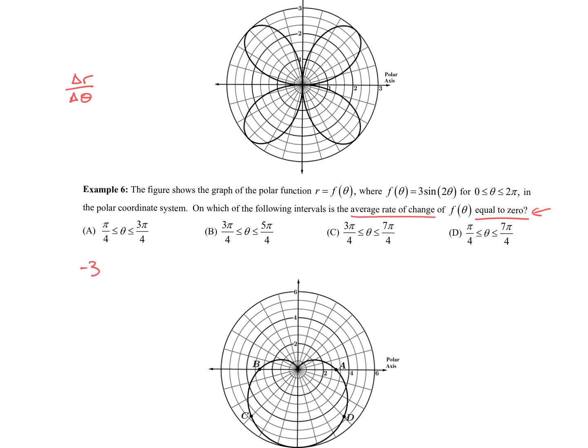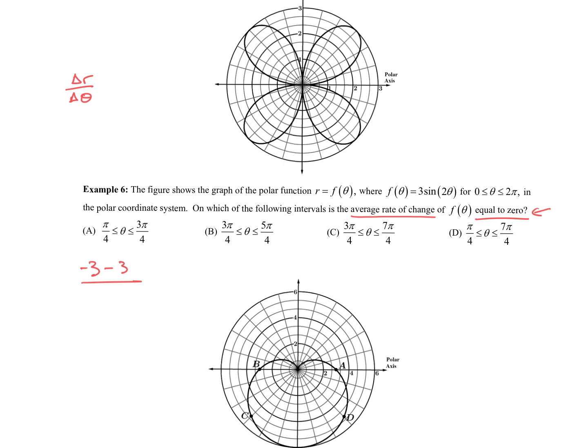-1 times 3 is negative 3. So now I have negative 3 minus, now I substitute in pi over 4. 2 times pi over 4 is pi over 2. What's the sine of pi over 2? 1. And so 3 times 1 is 3. Do they cancel? No. So is it going to be equal to 0? No. So the average rate of change is not equal to 0.